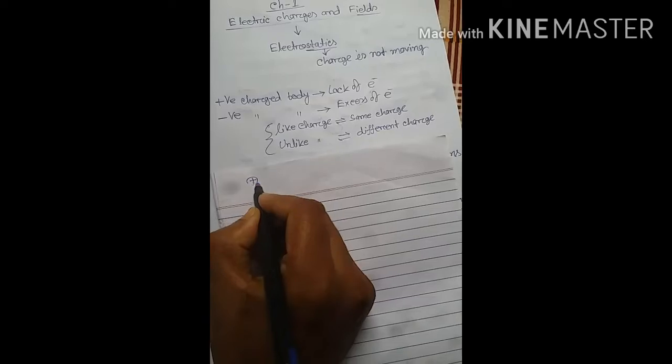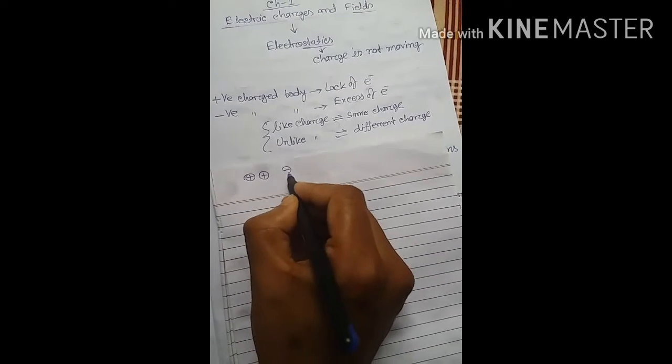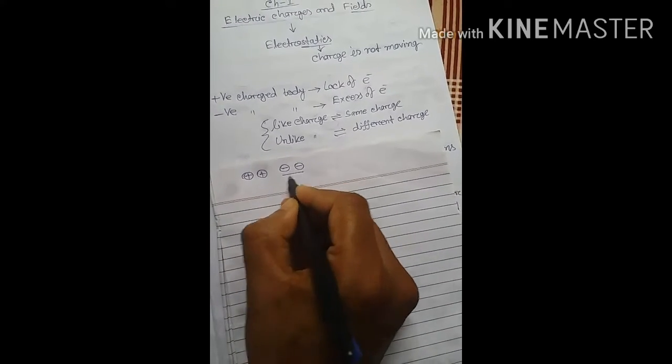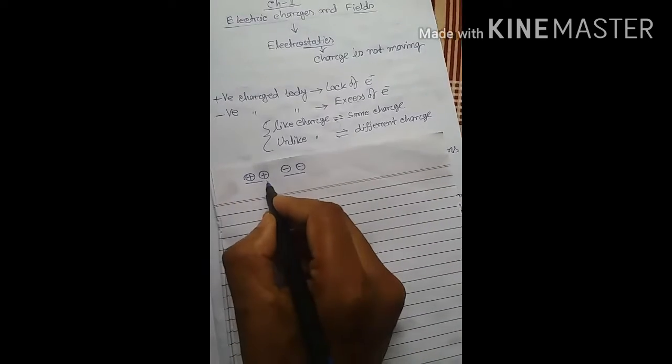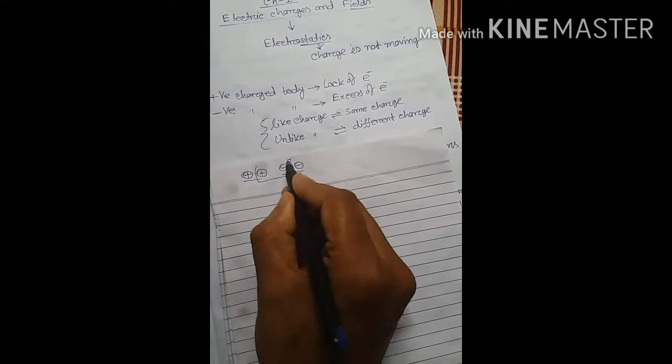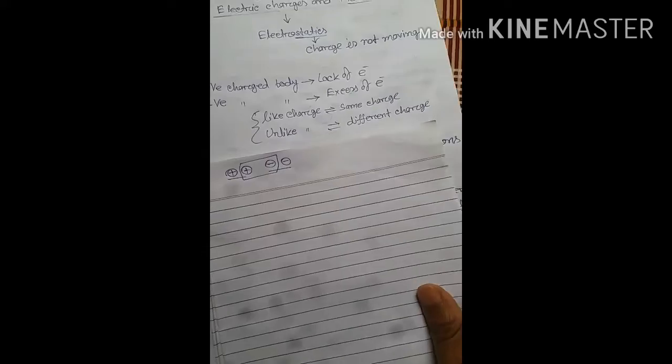Another two terms we have to understand. The first is like charge. Like charge means the charges are the same, it may be positive or negative. So this is the like charge. Unlike charge means the charges are different, positive and negative.